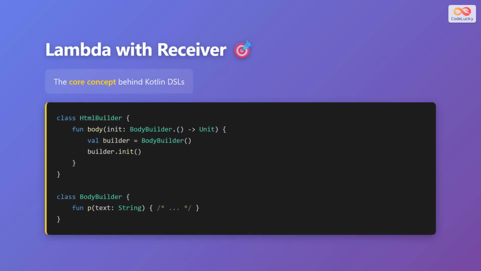The core concept behind Kotlin DSLs is Lambda with receiver. This feature allows a Lambda to have access to the members of a specific type without explicitly referencing that type. In this example, the HTML builder class has a body function that accepts a Lambda with body builder as its receiver. This means inside the Lambda, we can call methods from body builder directly, like the p function for creating paragraphs, without needing to reference the body builder instance explicitly. This creates the clean, nested syntax characteristic of DSLs.